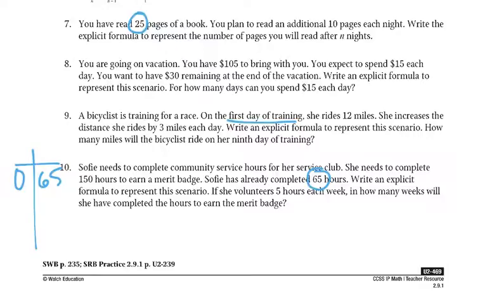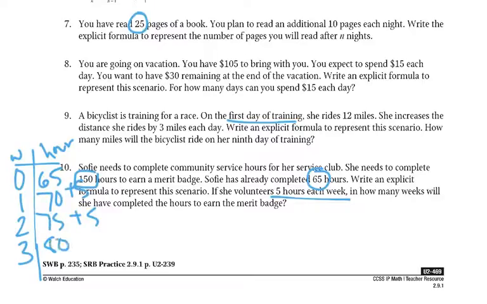Okay, so then 1, 2, 3. Okay, so she needs to complete 150. She's doing 5 hours a week, so this would be like our weeks and our hours. So we're adding 5 each time. So 70, 75, 80, and so on. Okay, so for our formula, we would go a sub n equals our starting 65 plus that growth 5 times n.